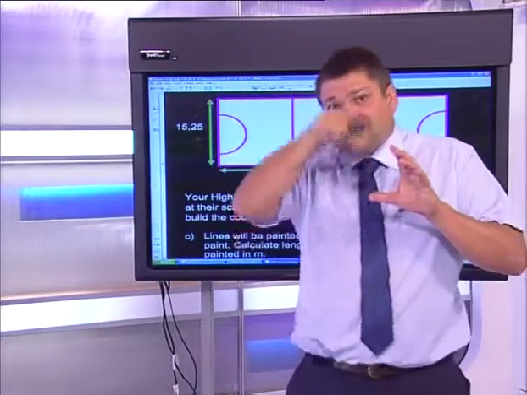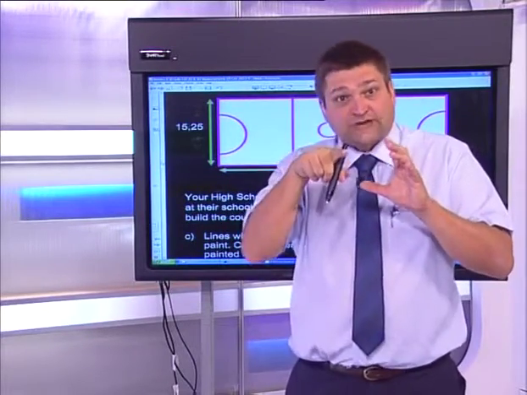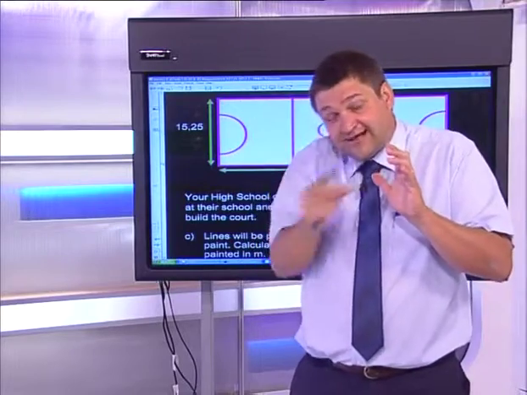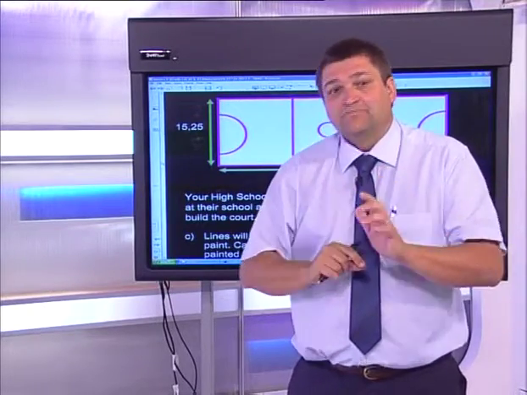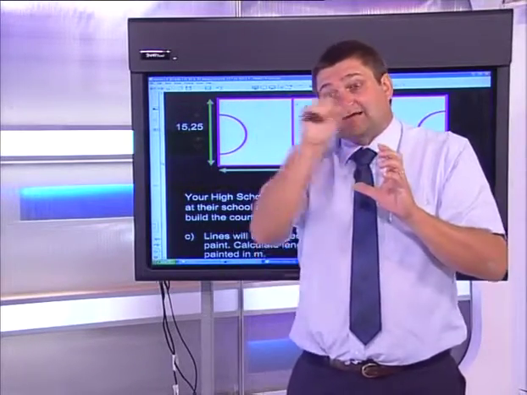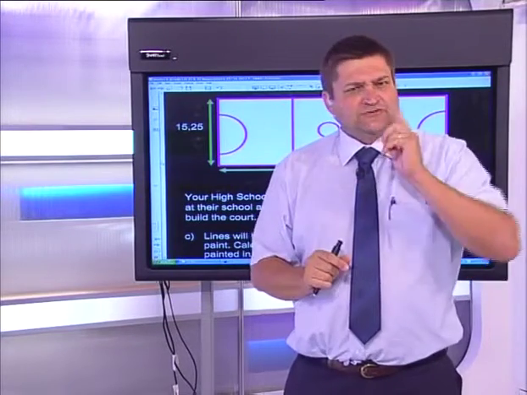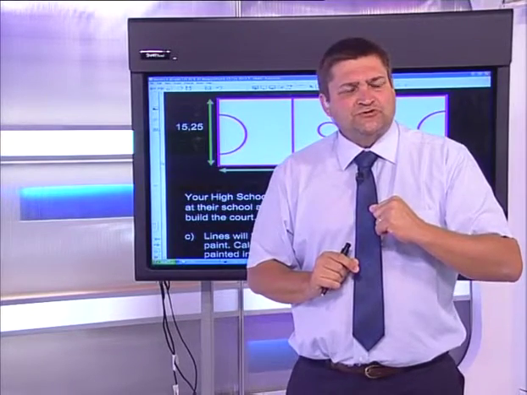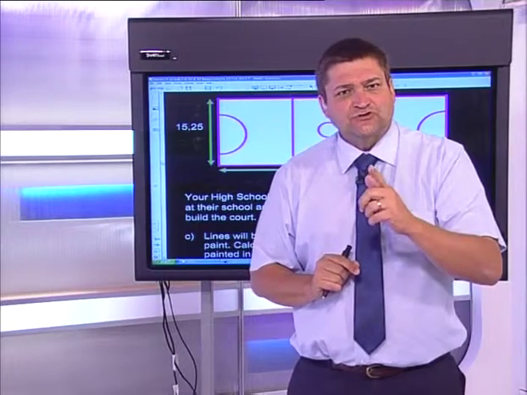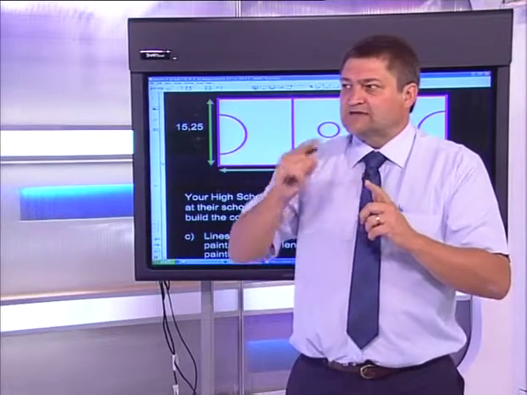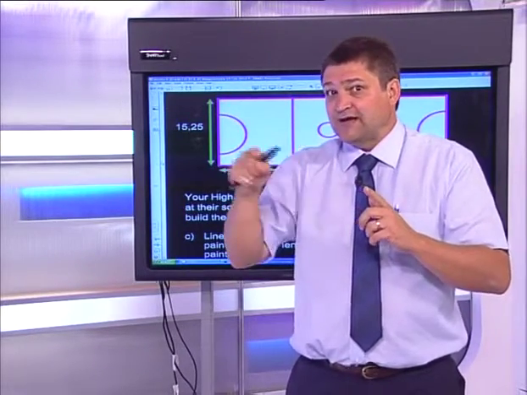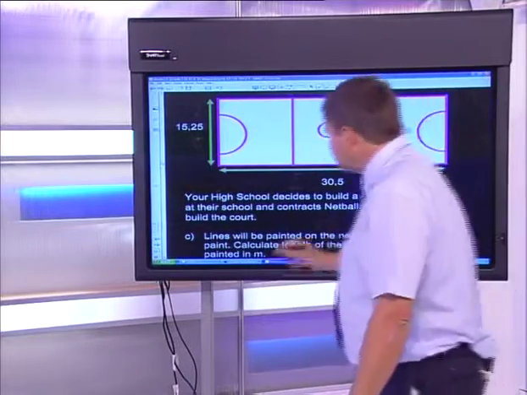So we have to find the perimeter of that circle, as it were, because we're going to paint that line. We've got to find the length of that line. The length of that line is like a circumference of a circle. Do you remember how we found the circumference of a circle? We said the circumference of a circle is pi times, or 2 times pi times r. So let's add that on.